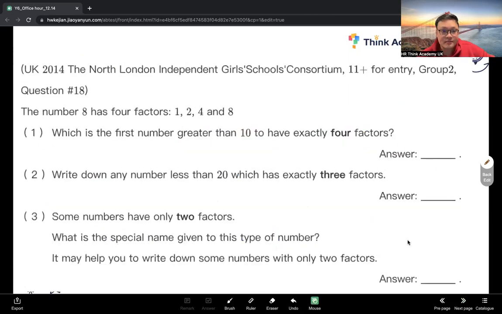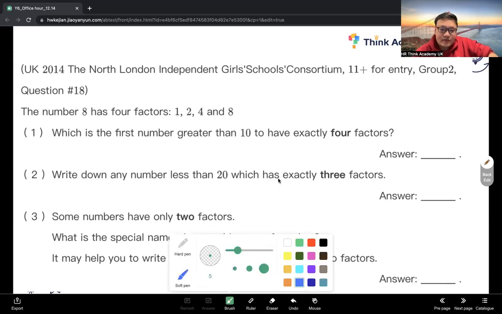Okay, next question. This one is about number theory. First question, what is the first number greater than 10 to have exactly 4 factors? Guys, stop chatting in the chat box. Can you give me the answer to the first question? Which is the first number greater than 10 to have exactly 4 factors?